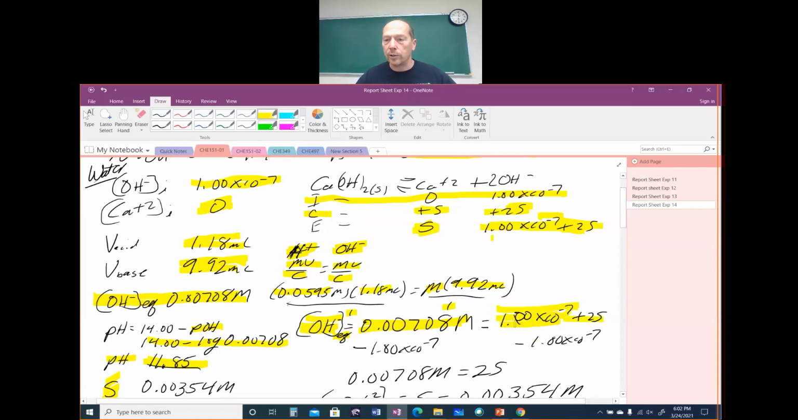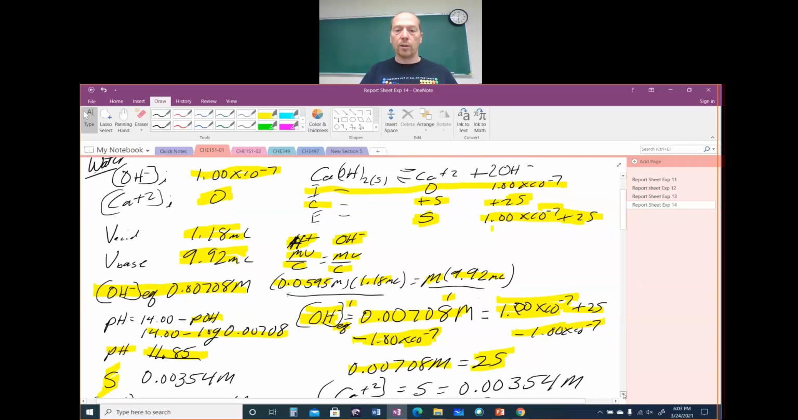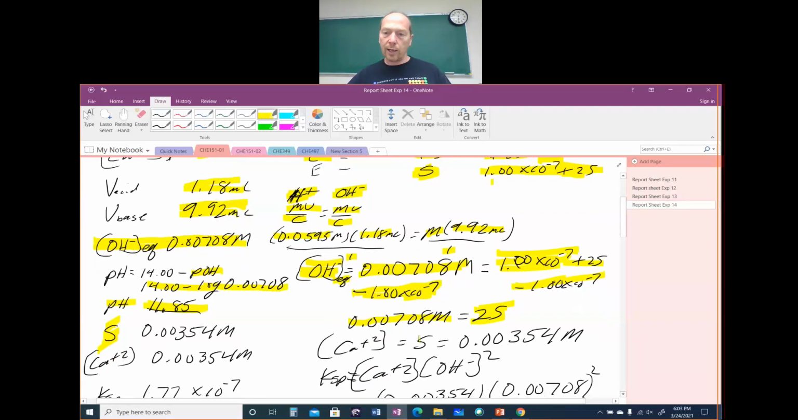All right, so we got to get rid of the 1 times 10 to the minus 7. So we subtract from both sides 1 times 10 to the minus 7. And this is where you find that it didn't matter if you said 0 or not, because when you subtract, you have 1.00708 minus 1.00 times 10 to the minus 7. It doesn't change it at all. It is 0.00708 still. That was such a small amount, OH minus from water, it did not affect that number at all. All right, so that's equal to 2S. So you simply divide by 2, and you have your concentration. You have your S value.